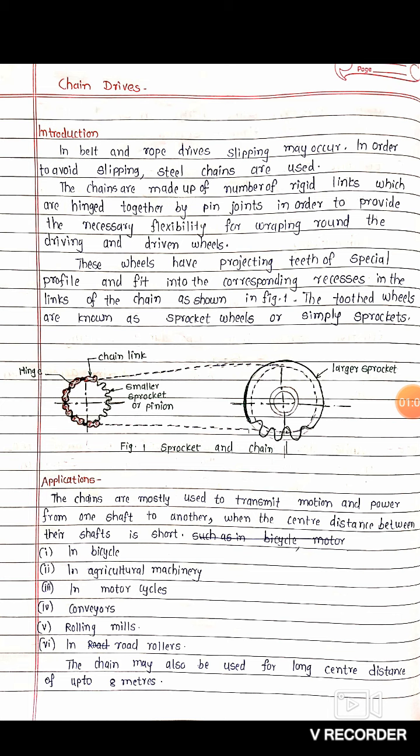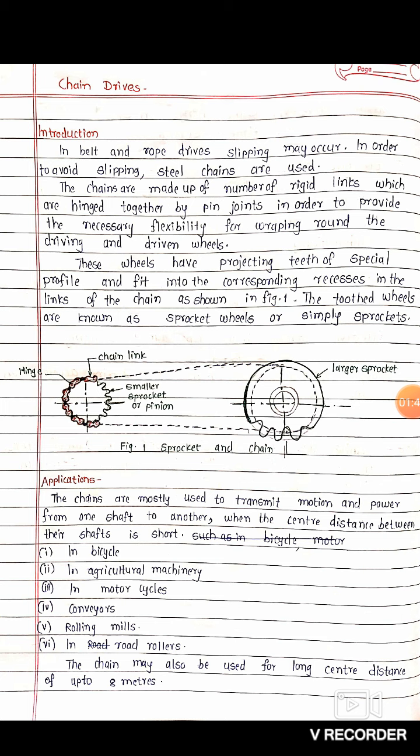This figure 1 shows the small size sprocket and big size sprocket. If we consider the small size sprocket as driven sprocket and a large size sprocket is driving member, some chain links are provided on the small size sprockets. So we show some links here, and on those links small size circles are also shown, and that circle is the representation of hinges.